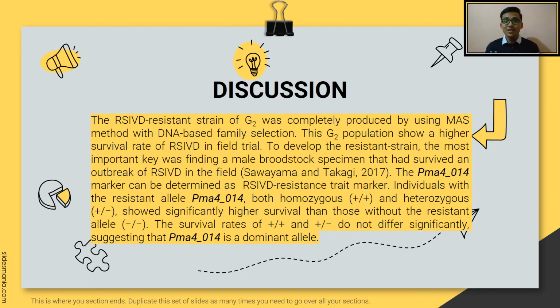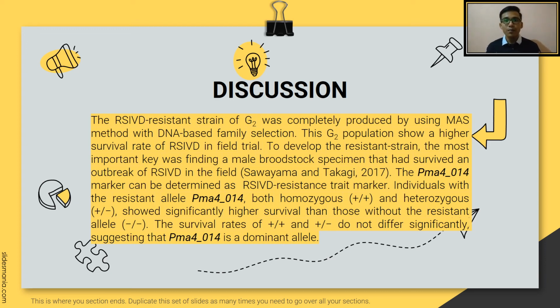As for discussion, the RSIVD resistant strain of G2 was successfully produced by using the MAS method with DNA-based family selection. This G2 population showed a higher survival rate of RSIVD in the field trial. To develop the resistant strain, the most important key was finding a male broodstock specimen that has survived an outbreak of RSIVD in the field. This is based on Sawayama and Takagi.